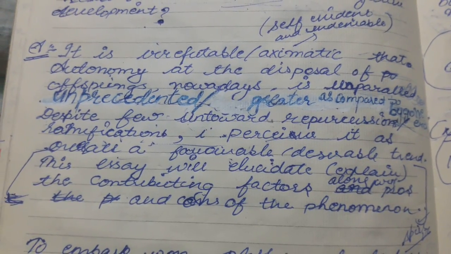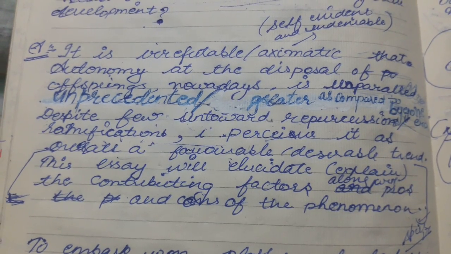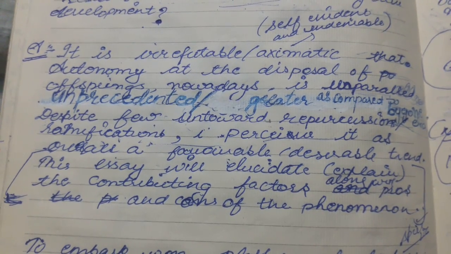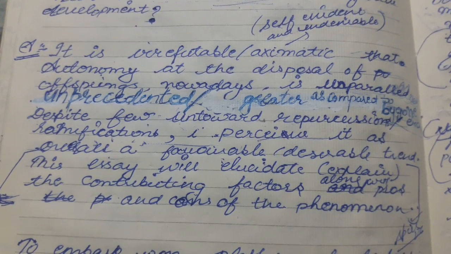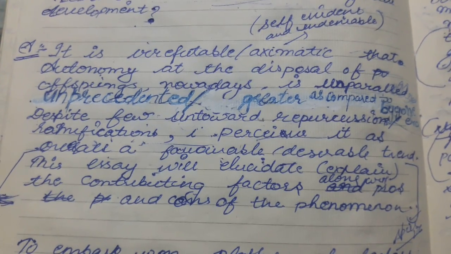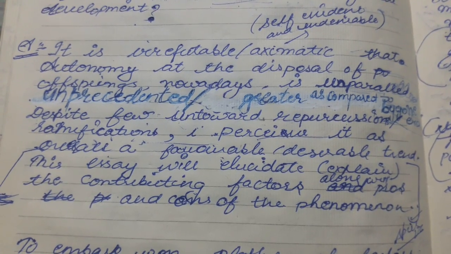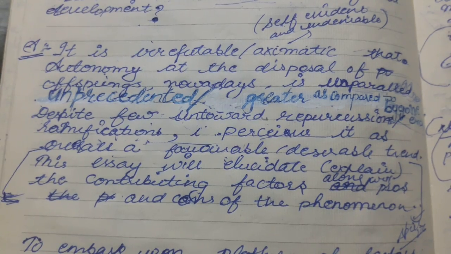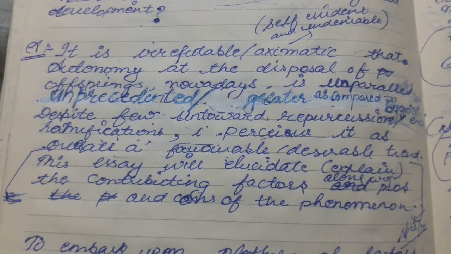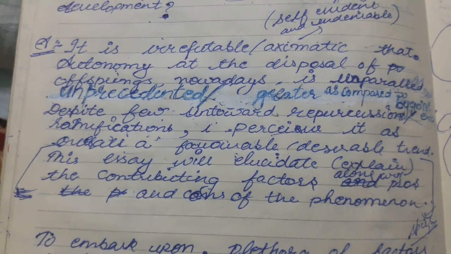Coming to the introduction: it is irrefutable that, or it is axiomatic that, autonomy. Irrefutable and axiomatic mean undeniable, means it cannot be denied. It is irrefutable that autonomy at the disposal of offsprings nowadays is unparalleled. Now what do you mean by at the disposal? At the disposal of. Autonomy means freedom. Autonomy at the disposal of offspring is undeniable.